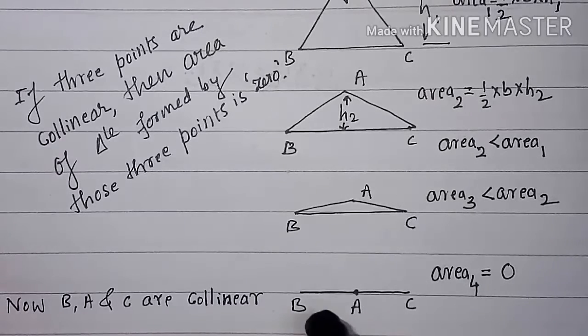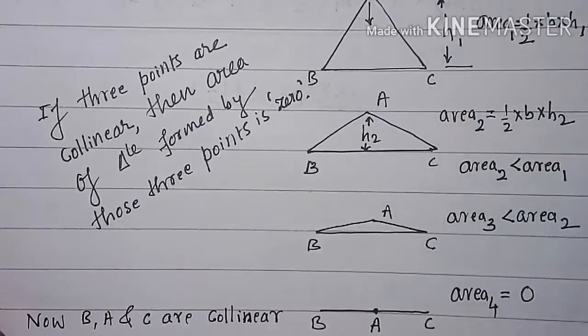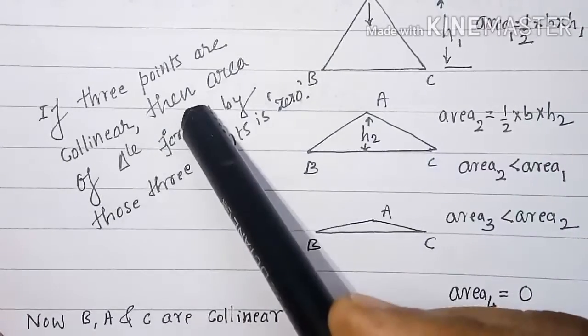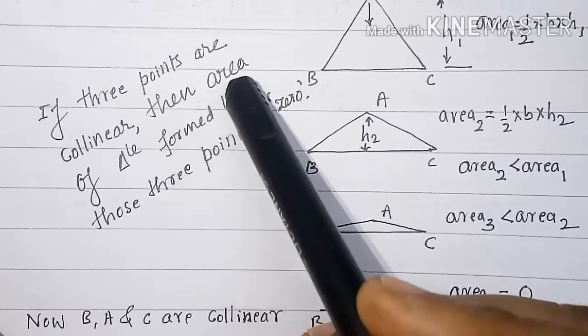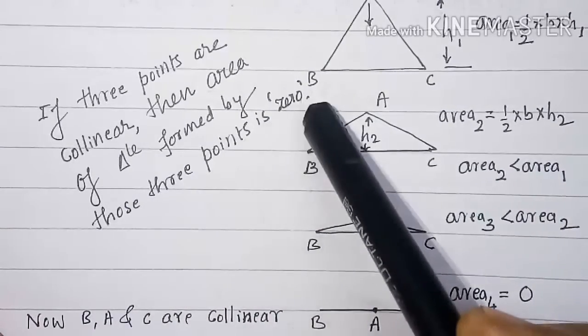It means that for the collinear points, if we calculate area of triangle, that area will be equal to 0, as it is not possible to have there a triangle itself. So you can make note here that if 3 points are collinear, then area of triangle formed by those 3 points is 0.